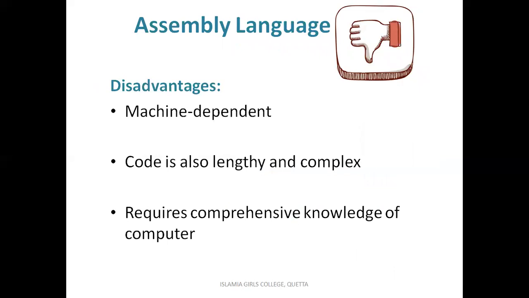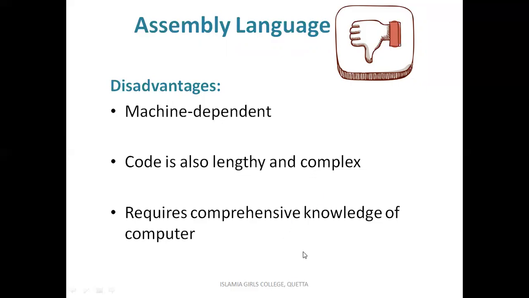Now there are some disadvantages of assembly language. First is that it is machine dependent. We have seen that we have to write the code again if there are different types of machines and devices which have different internal architecture. Second is that the code is lengthy and complex. We have seen that as compared to machine language it is better, but still as compared to high level language, the code is lengthy and difficult.